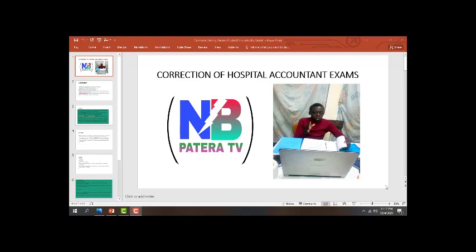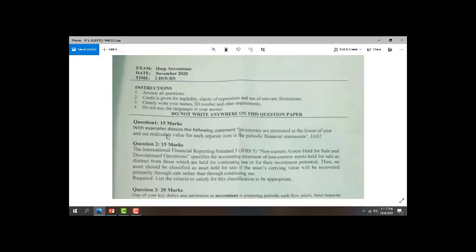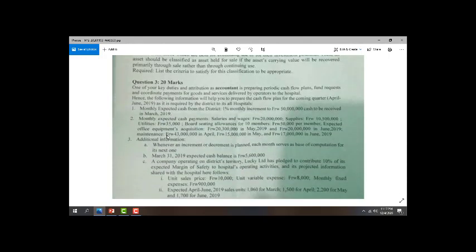Today, we are going to give you a suggested answer to questions asked for the position of accountant of a district hospital. The paper we have today contains 3 questions. Question 1 is regarding IAS 2. Question 2 is regarding IFRS 5, non-current assets held for sale and discontinued operations. Question 3 is regarding cash budget.